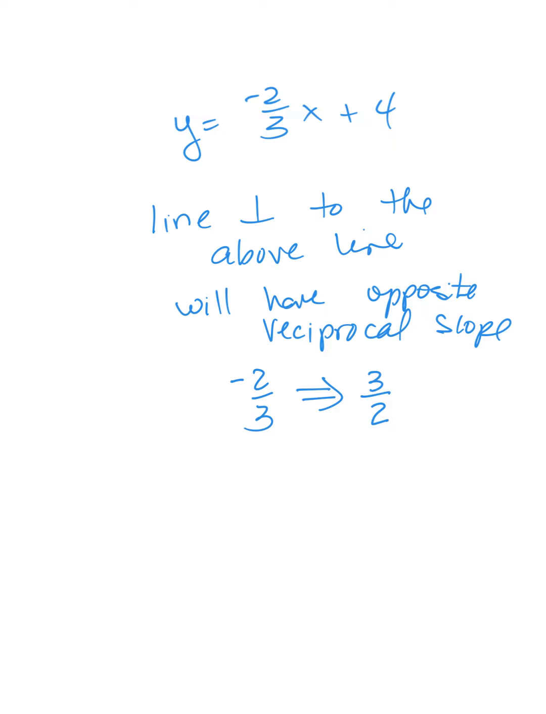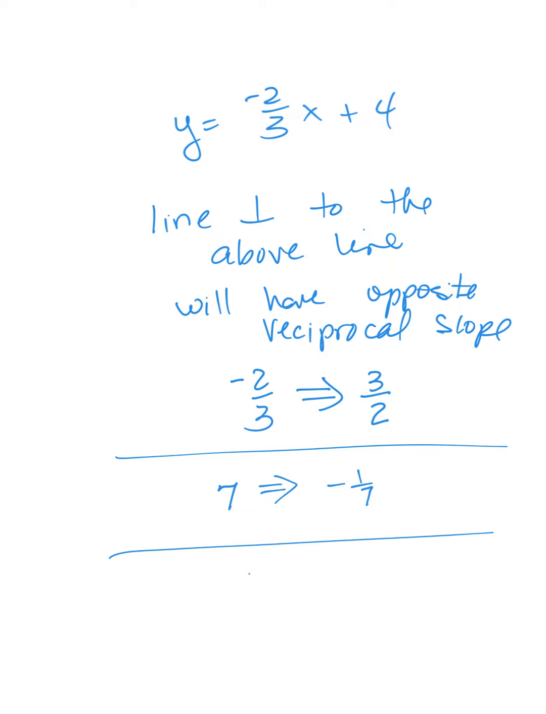So what is the opposite reciprocal of 7? It would be negative 1/7. So if they want the slope of a line perpendicular to a line that has a slope of 7, then it would be negative 1/7. What is the opposite reciprocal of 0? So the 0 would go to undefined, and consequently, undefined would go to 0 if you're finding the opposite reciprocal.